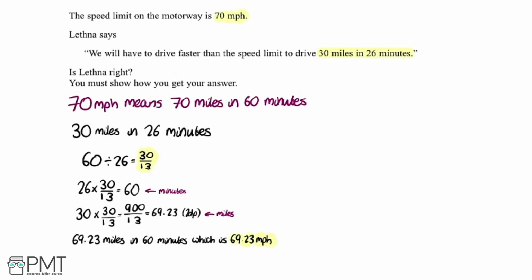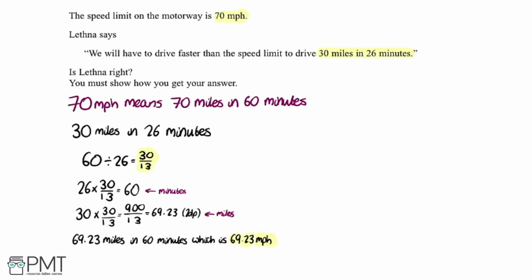So now finally we need to make a conclusion related to the statement, we will have to drive faster than the speed limit to drive 30 miles in 26 minutes. Well, the answer is no, you won't have to drive faster than the speed limit, because the speed limit is 70 miles an hour. And we've just worked out it's possible to do that distance in that many minutes going 69.23 miles an hour, which is less than the speed limit of 70 miles an hour.